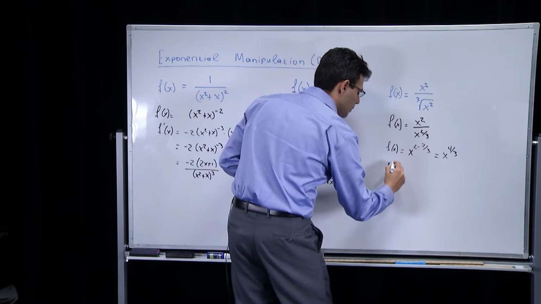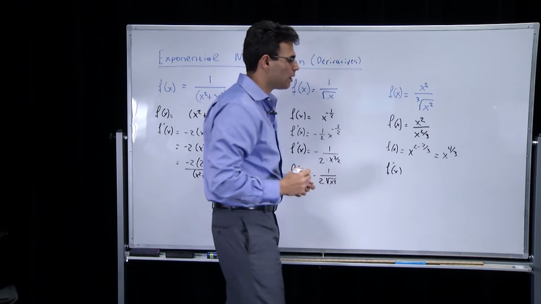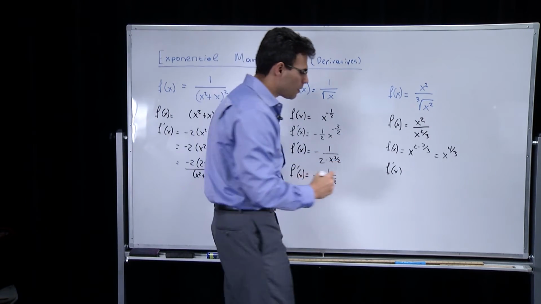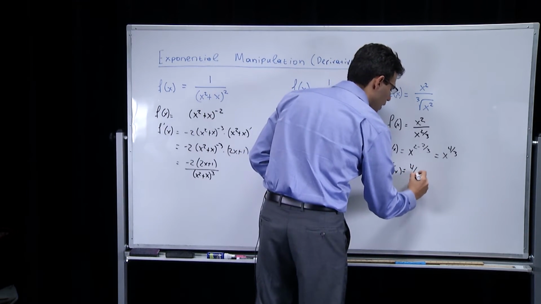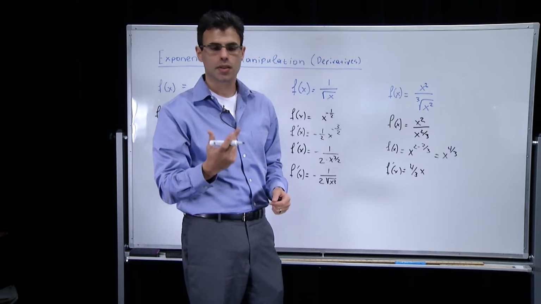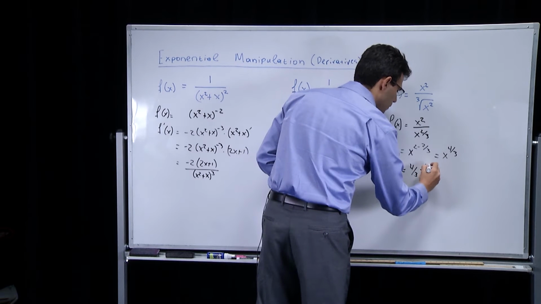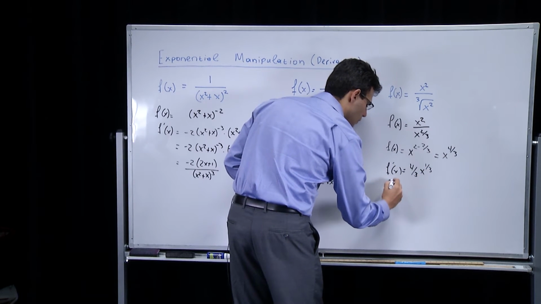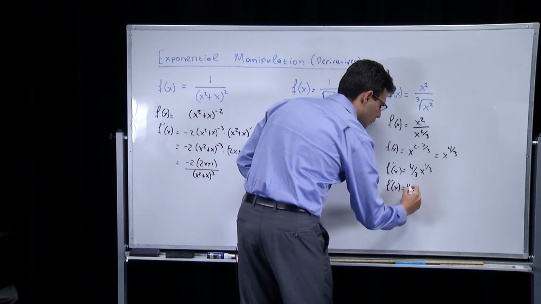So now when you're taking the derivative, this is straightforward. 4/3 will come down and is going to be reduced by 1. So 4/3 minus 1 is the same thing as 4/3 minus 3/3, so x to the 1/3. And again, you can switch it back to a cubic root.